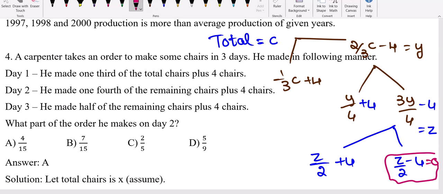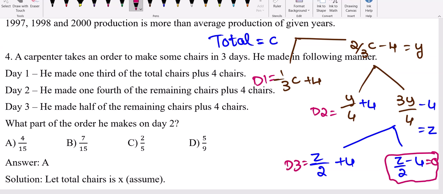Your work should be completed. Now z value equals what? 8. Z divided by 2 minus 4 equals 0. Why is that equal to 0? Because the work should be completed in 3 days. Day 1 complete, day 2 complete; this is day 1, this is day 2, this is day 3.